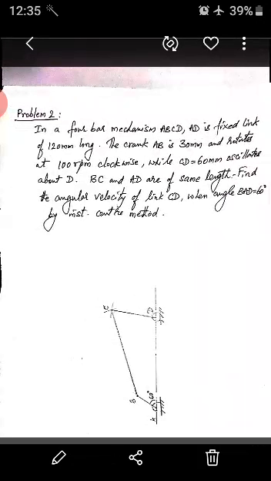So the crank AB rotates at 100 rpm. That means omega 2 you will find out using 100 rpm. Link CD is 60 mm, and it is oscillating about point D. Correct. Now what about the length of BC? He has given it in words: BC and AD are of the same length. That means BC is also equal to 120 mm. BC and AD are equal.